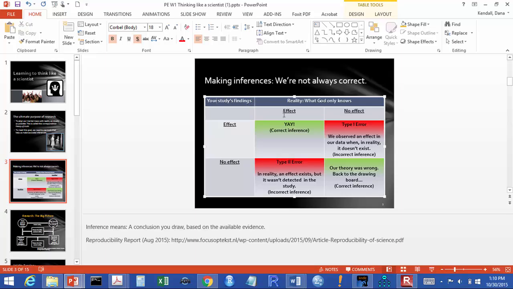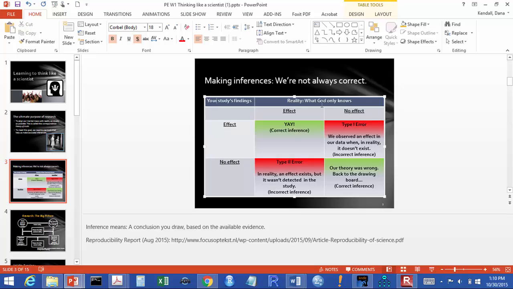And in reality, there could be an effect. That means our intervention is working as intended in the org. The manipulation that we created is making participants answer a certain way on the DV. Or there could be no effect. In reality, our intervention is not effective. And so it's probably best to scrap it in this case.